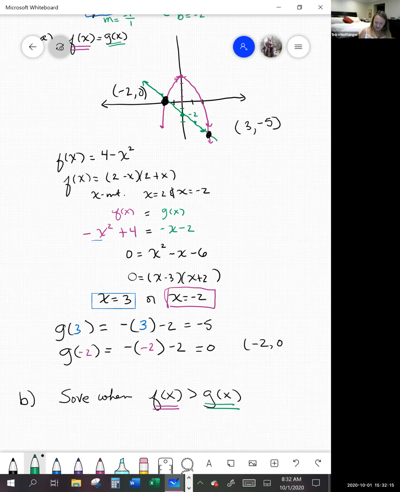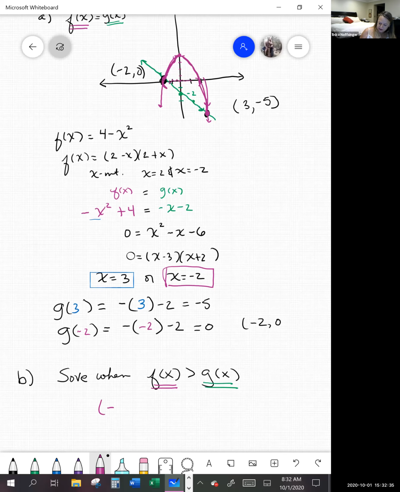Exactly. So notice that this piece of the graph, the parabola piece, is bigger than the linear line, those y values, to there. And so it's all of the x values that are falling in between -2 and 3. I'm using interval notation. It looks like a point, but it's not. And I need those parentheses there.